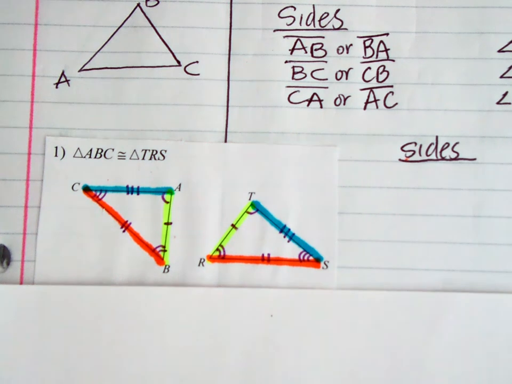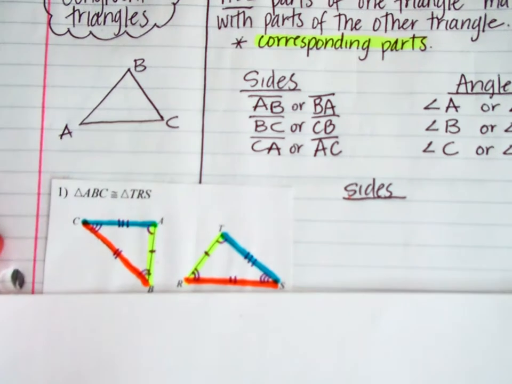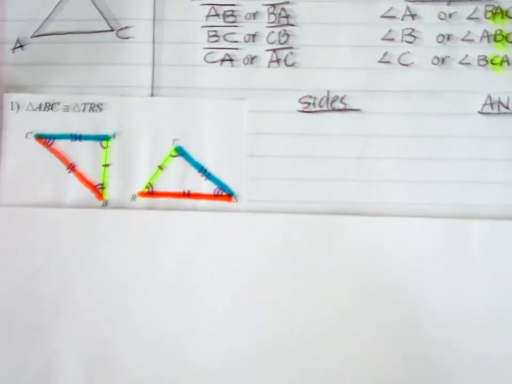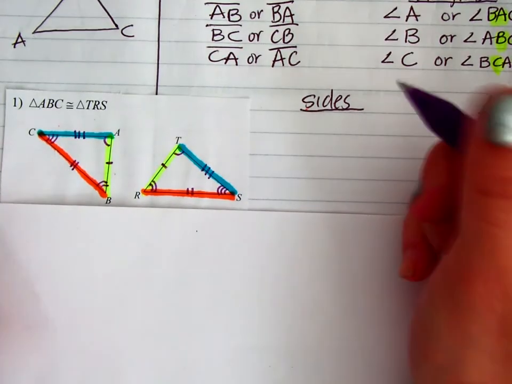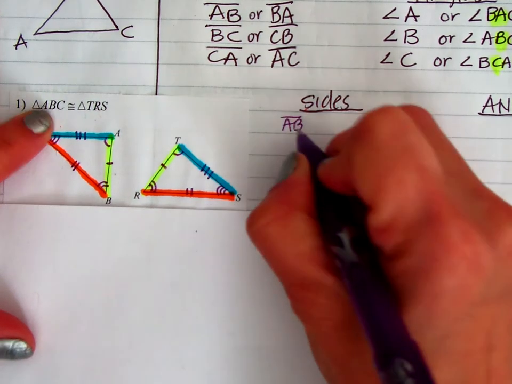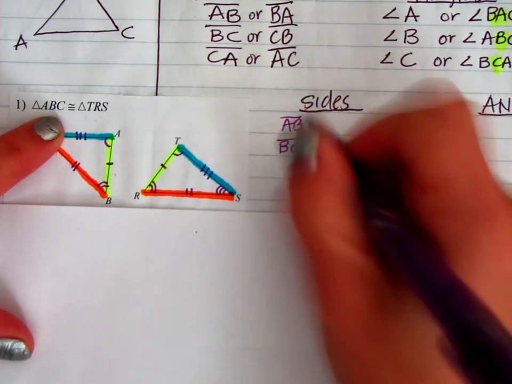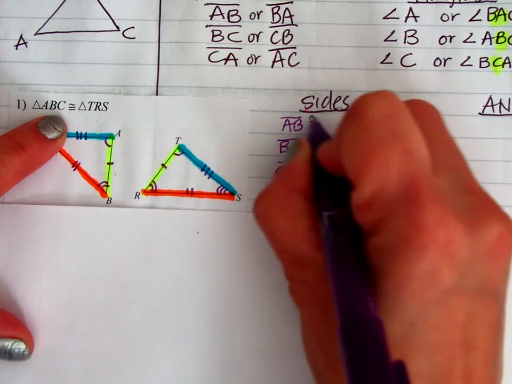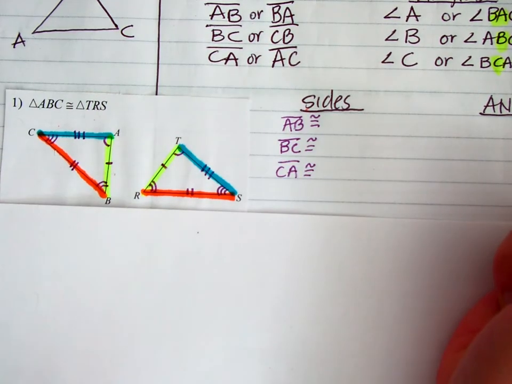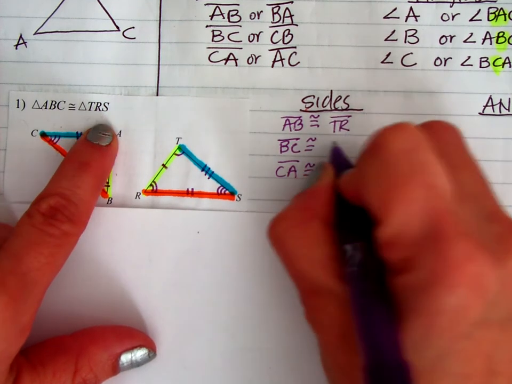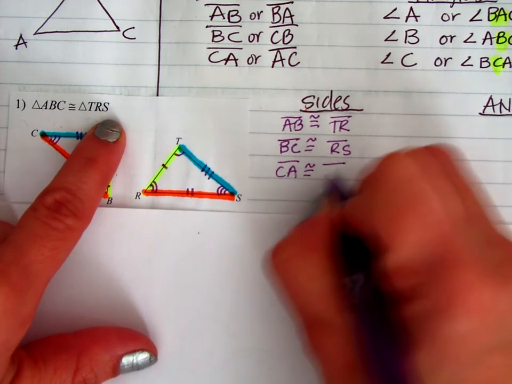So what we're going to do is take these 2 triangles and write down the sides that correspond with one another and then the angles that correspond with one another. Let me just center it here. We're going to start with the first triangle. For sides, we have side AB, then side BC, and then side CA. I want to say what that is congruent to on the other triangle. So I can just look at the letters again: side TR, side RS, and then side ST.